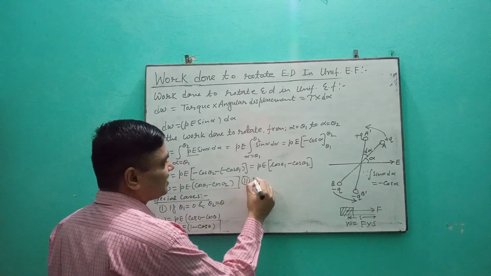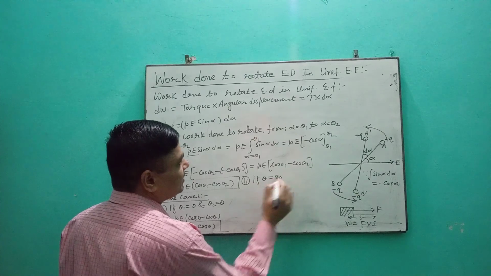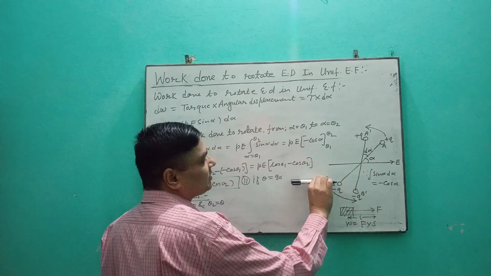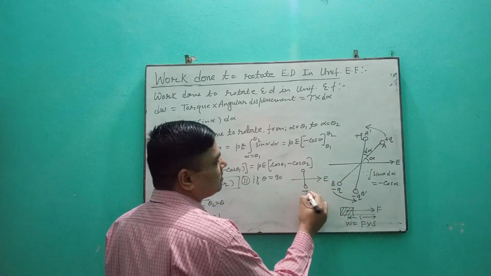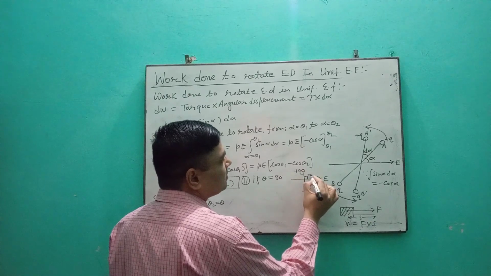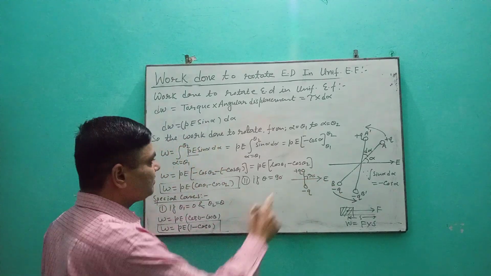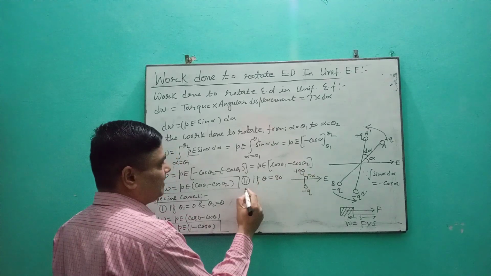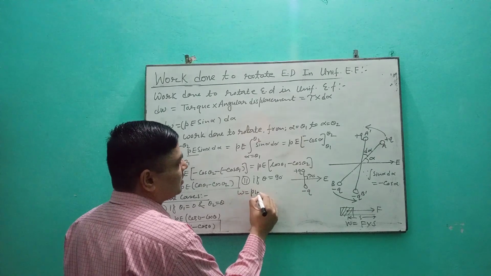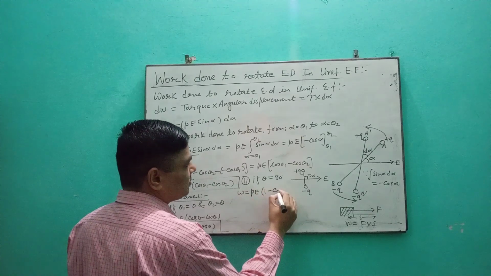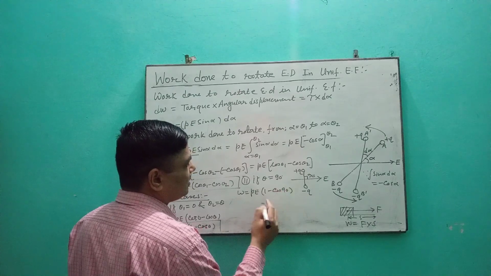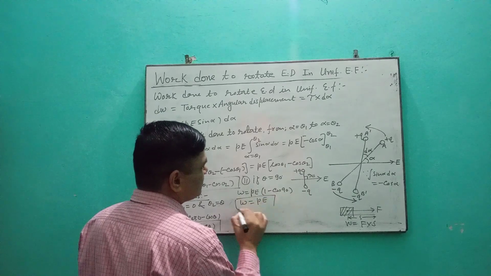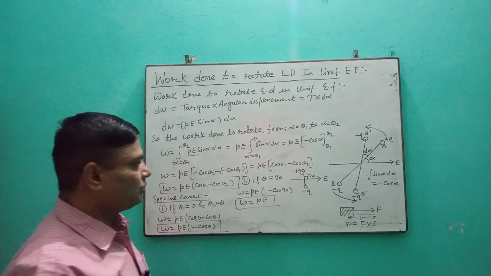Second special case, if theta is equal to 90 degree, that is, initially our electric dipole is parallel to the electric field, then we have rotated it through an angle of 90 degree. Then the work done will be, this is the final position, this is the initial position, so theta is equal to 90 degree. Work done will be W is equal to P into E into 1 minus cos 90. So W is equal to P into E, because cos 90 is 0.